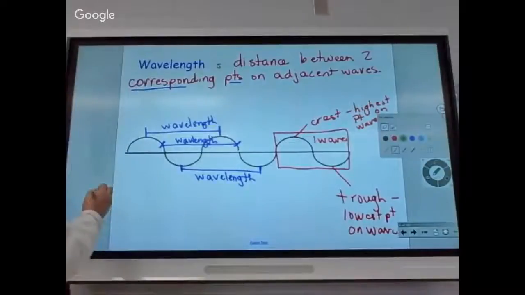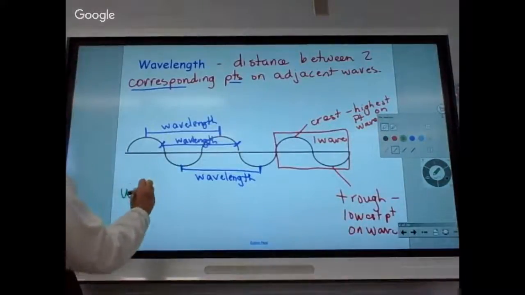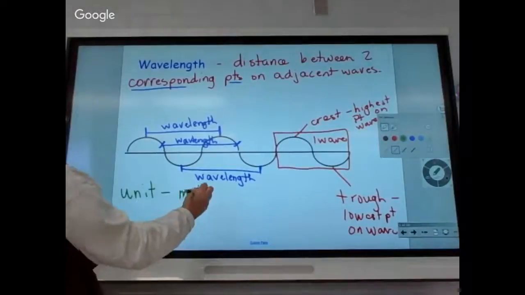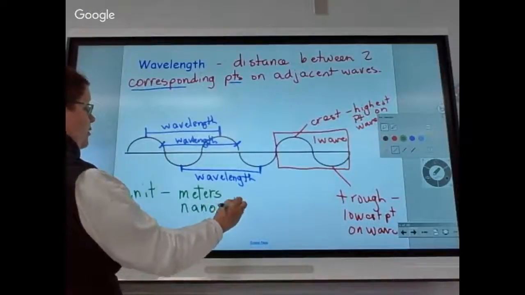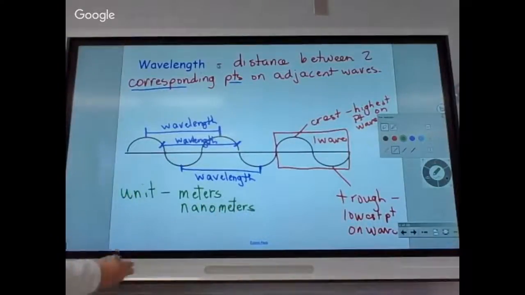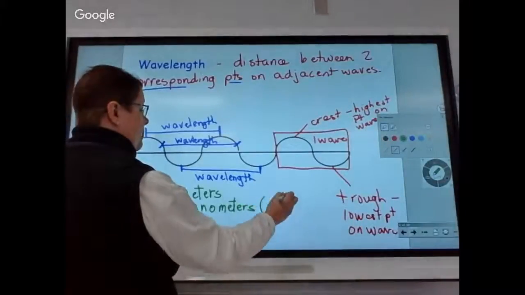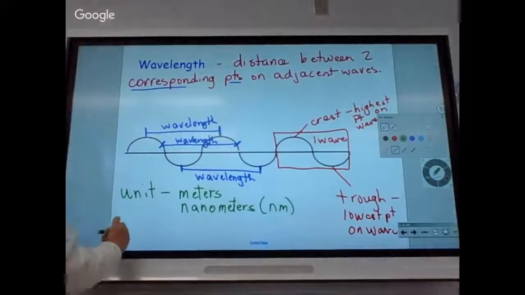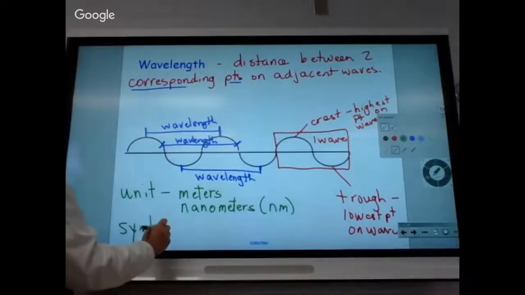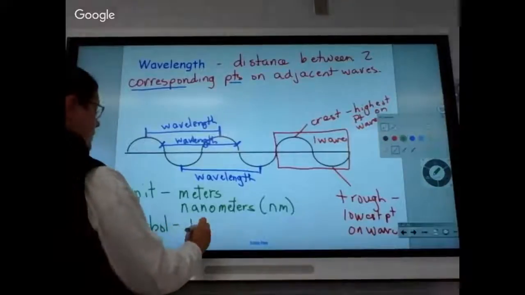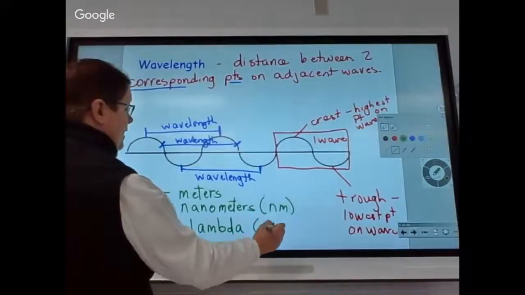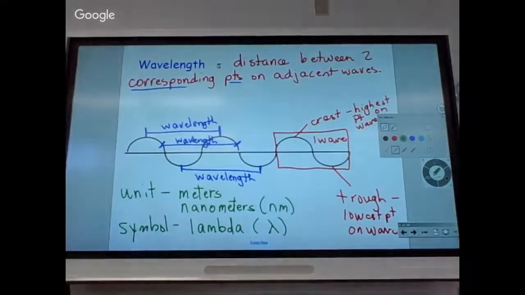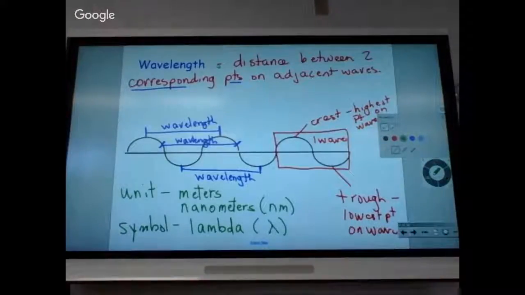First of all, we're going to calculate with this, so it has a unit. The unit can be in meters, or it can be in a new unit for us, which is nanometers. Nanometers is going to be abbreviated nm. And the symbol we're going to use for it is a Greek letter called lambda. Lambda. And it's sort of an upside down Y. You'll see it in the math formula. But it's a Greek letter called lambda.